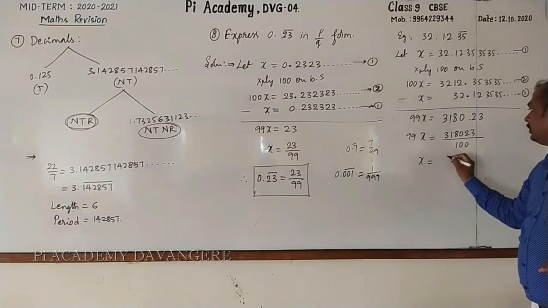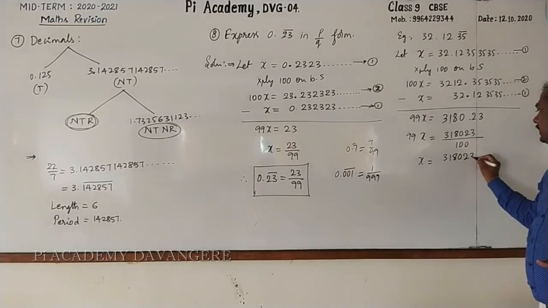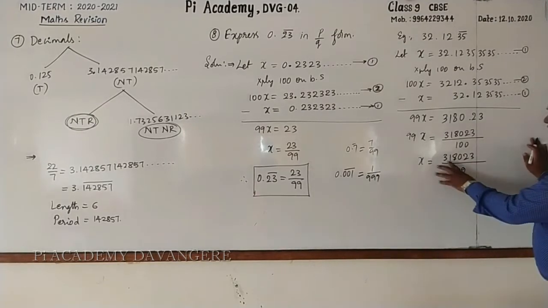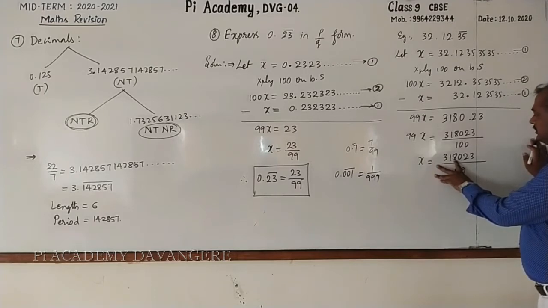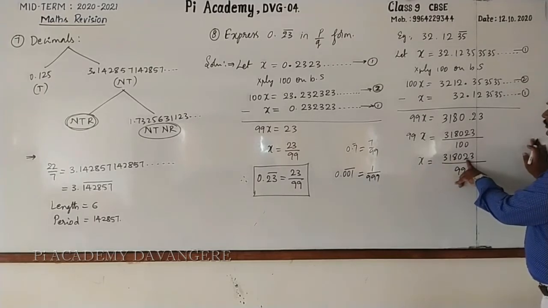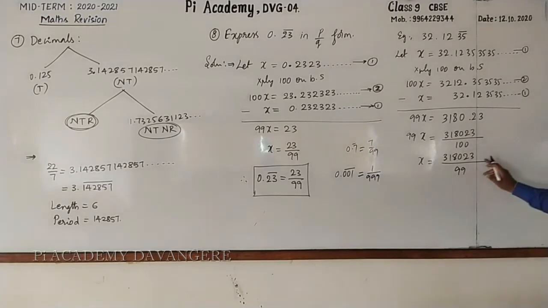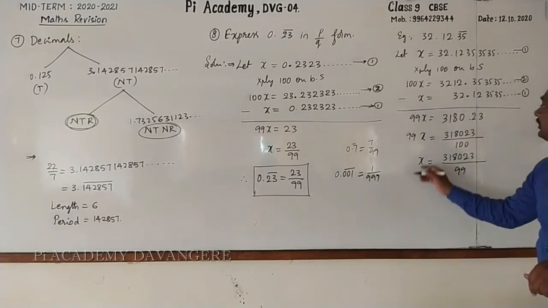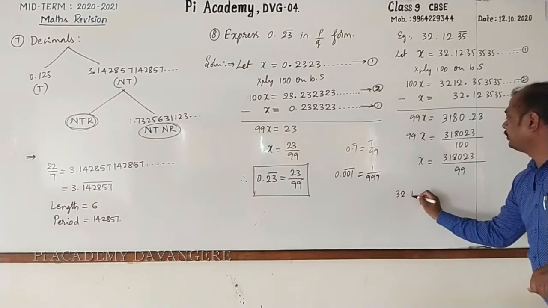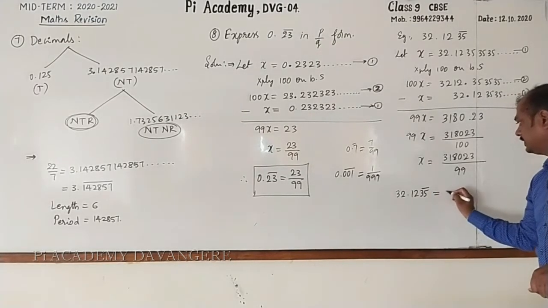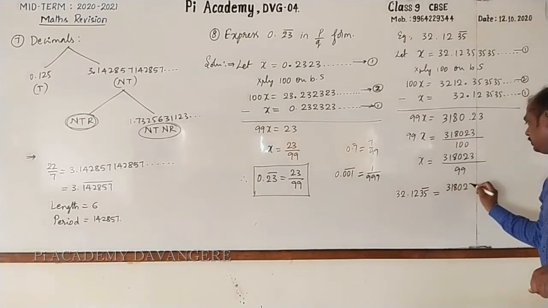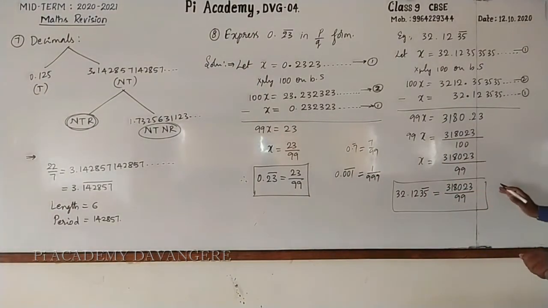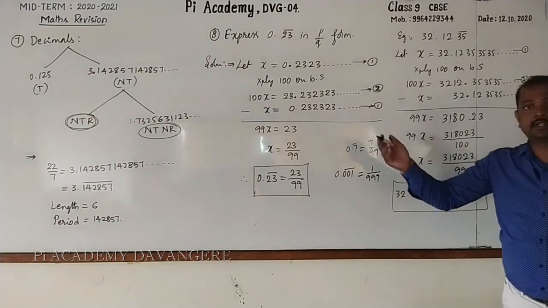Next, x is equal to 318023 by 9900. See that, is it possible to cancel? 3 plus 1 is 4, 4 plus 8 is 12, plus 0 is 12, plus 2 is 14, plus 3 is 17. So 17 is not a multiple of 3 or 9, hence it is not divisible. Directly we can write 32.1235 bar is equal to 318023 by 9900. Followed? Okay, now we are moving to another concept.